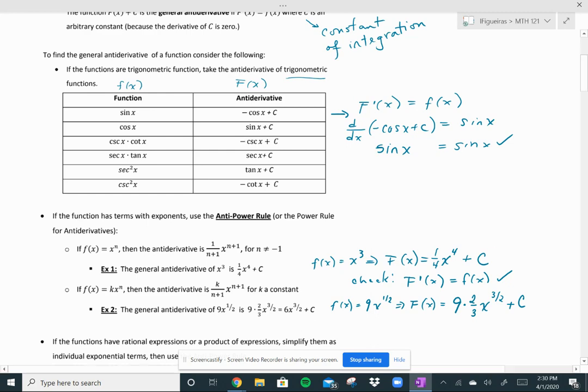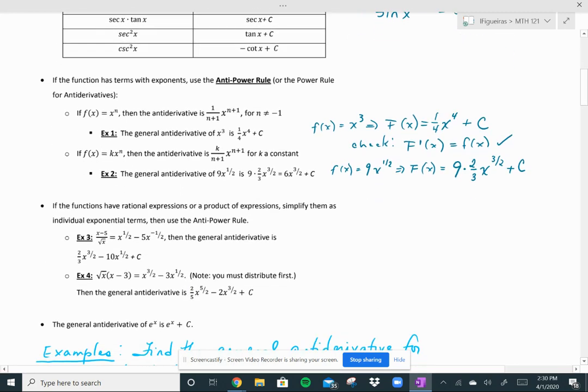Okay, so sometimes you have rational expressions or products of expressions. We do not have an anti-quotient rule. We do not have an anti-product rule. So in order for us to be able to apply the anti-power rule that we just discussed above, you're going to have to rewrite the expression in a different way.